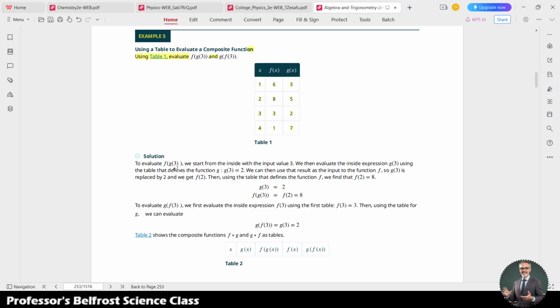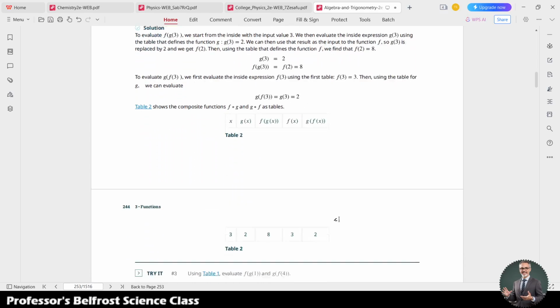Okay, so to evaluate f of g of 3, we start from the inside one. Find out g(3), this is 2, it means f(2), which gives us 8. How about g(f(3))? Start from f(3), f(3) is 3, right? g(3) is 2. So actually it's very easy.